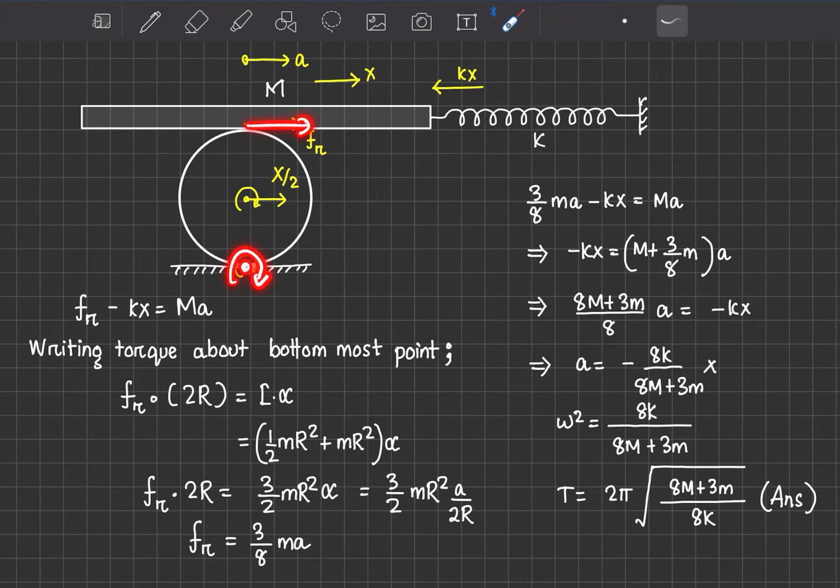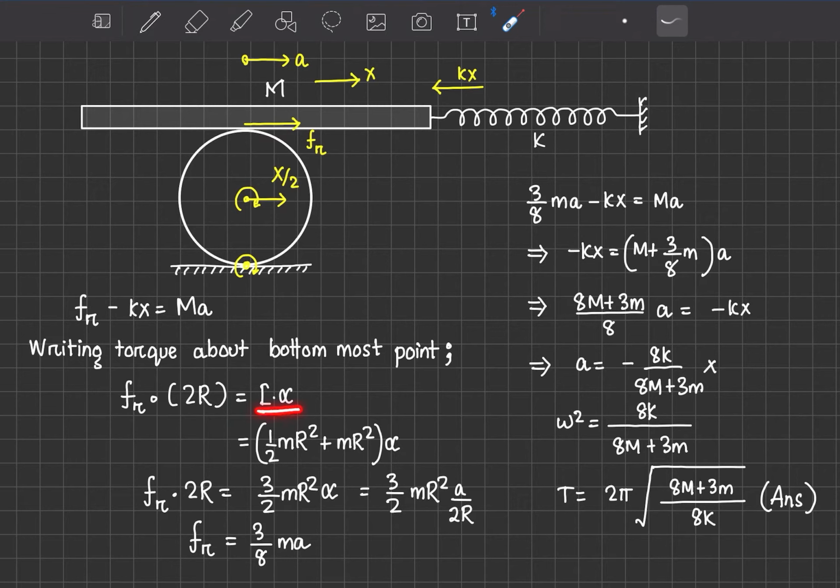So this force into this distance will be the torque. So our friction into 2r, the distance here is 2r. The net torque equals I alpha. Now we know that in a rigid body, the alpha of any point with respect to any other point is always the same. That is the property of a rigid body. So if we can write the alpha in terms of A, then we get the relation between friction and A.